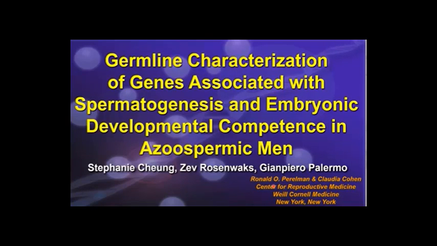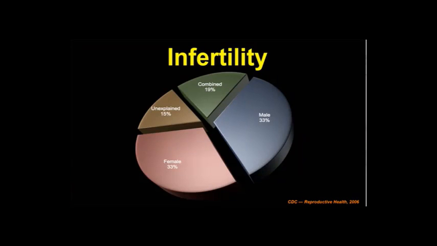Germline Characterization of Genes Associated with Spermatogenesis and Embryonic Developmental Competence in Azoospermic Men. Infertility affects about 15% of humans of reproductive age. Of this population, about 33% of the cases are attributed to pure male factor infertility.